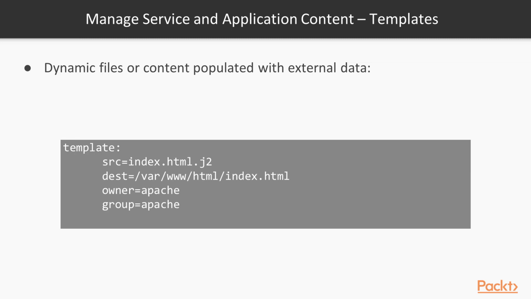So the template module is similar in syntax to the copy module. Again, you want to have index.html, but look at the difference here. We have a .j2 entry. Now, this denotes that this is a Jinja2 template. And again, the destination is the same, the owner and the group. This is the bare bones template logic structure.